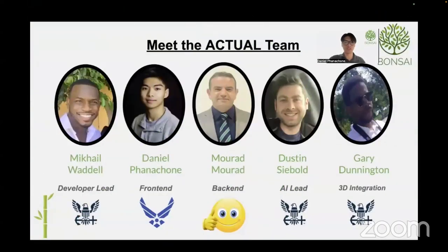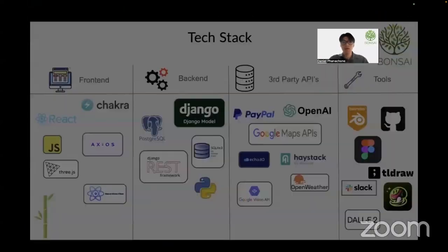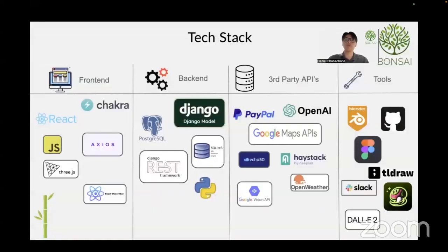Dustin, thank you so much for that demonstration. So here is our tech stack. Here are some of the things we use to develop our e-commerce website. To start off with our front end, we use Chakra UI and the React framework. For our back end, we use the Django model and the Django REST framework. For our third-party APIs, we use the Google Maps API, the PayPal API, and the OpenAI API. For the tools we use to develop and design, we use Figma and TLDraw to make design decisions.